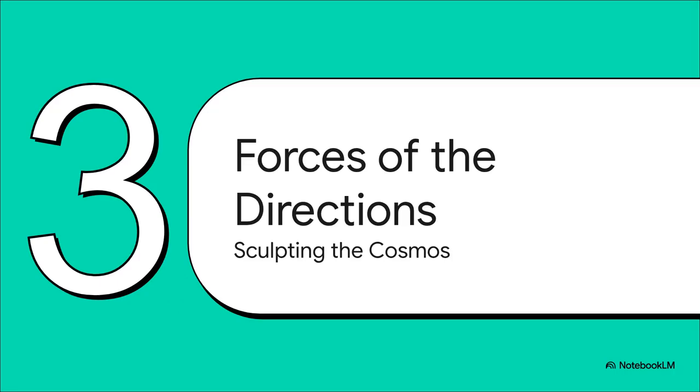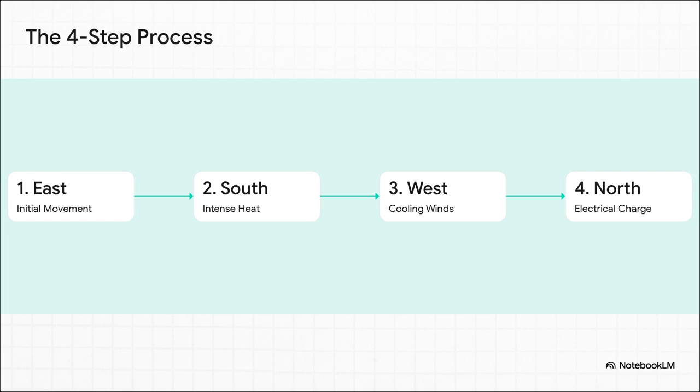So, how do you go from a formless cloud to a beautifully ordered universe? Well, this blueprint lays out a kind of cosmic sculpting process. It says there are 4 distinct forces, each coming from one of the cardinal directions, and they're the ones that are going to shape this raw material. So here's the game plan. It starts with a little nudge, a movement from the east. Then things heat up, literally, with intense heat from the south. Next, a cooling wind blows in from the west. And finally, a jolt of electricity comes from the north.